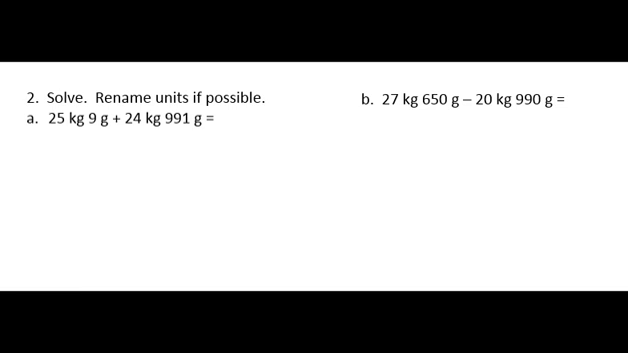Just as in Lesson 1, we're going to find that when we add and subtract our measurements, sometimes we have to rename our units. I'm going to start with the addition problem. I'm going to write the numbers vertically, making sure that I stack the units on top of each other. So I'm adding kilograms to kilograms and grams to grams.